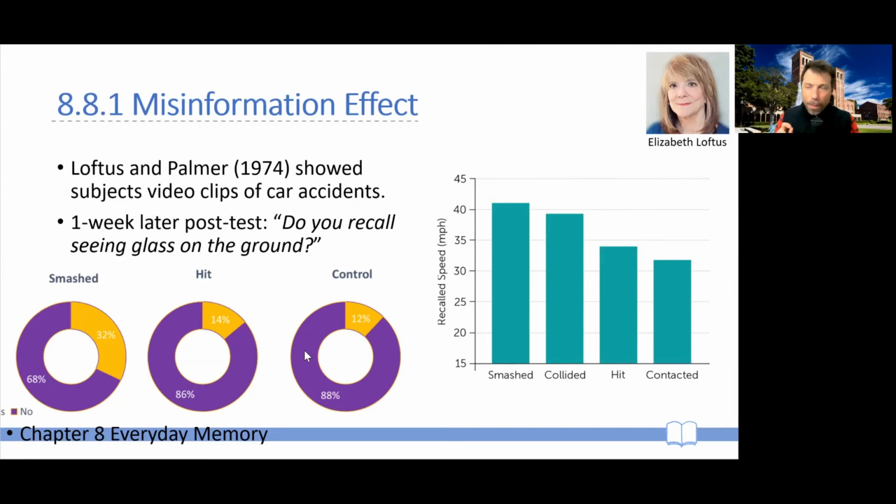So now you understand how important it is to know how to phrase a question, because by changing the wording of a question, I can actually implant a memory, a false memory, in fact, in someone else with just one word. It's incredible, and it's an incredible demonstration of how reconstructive our memories are.